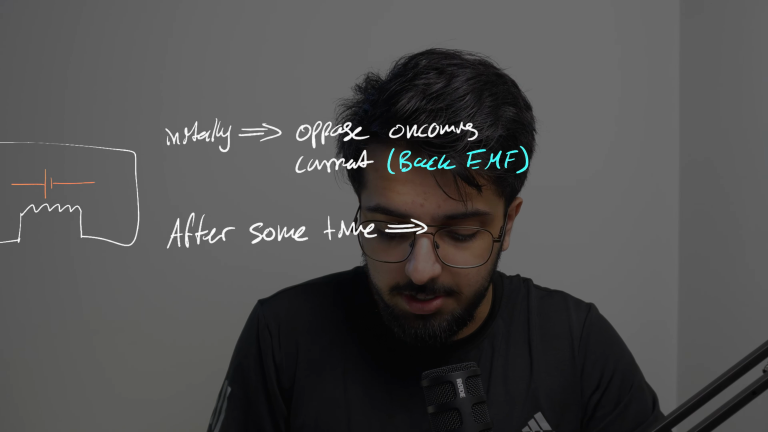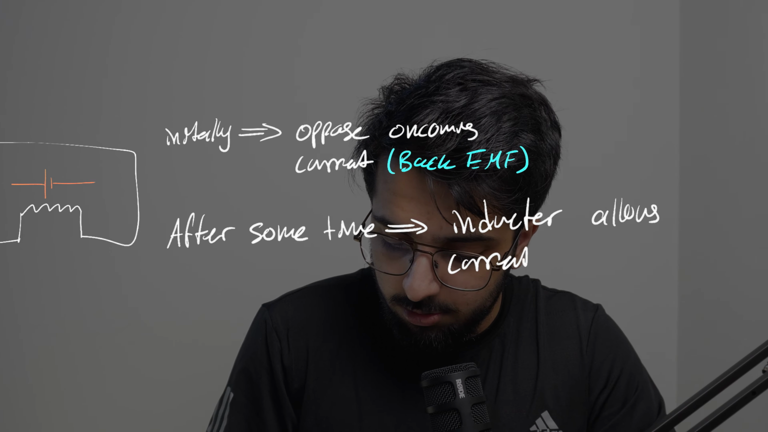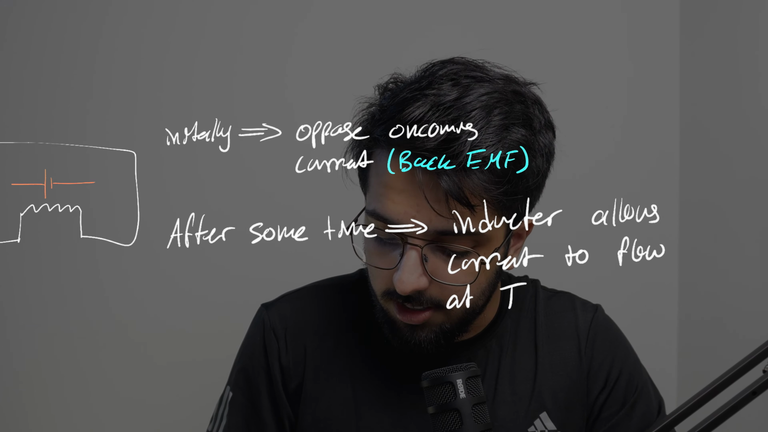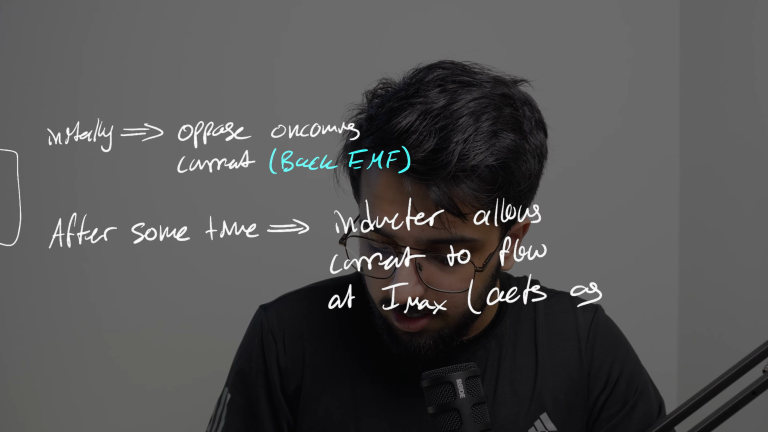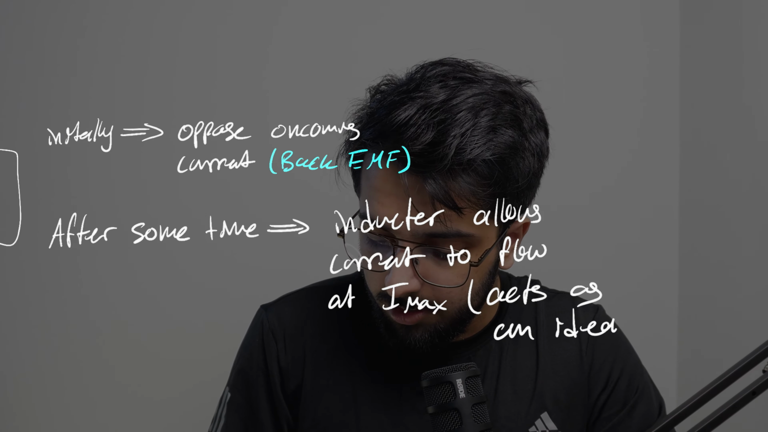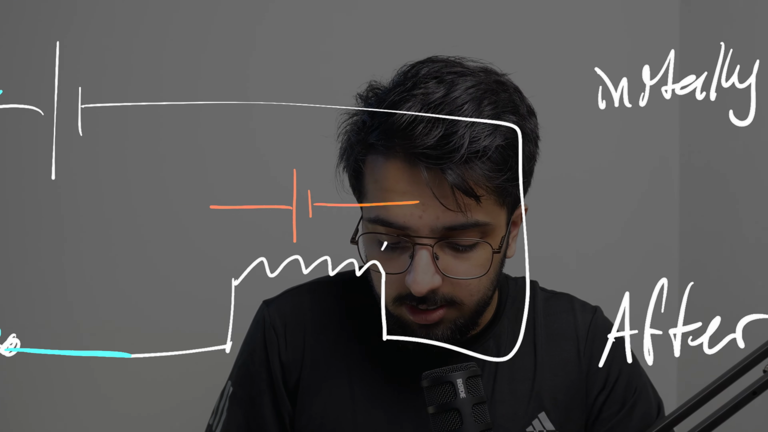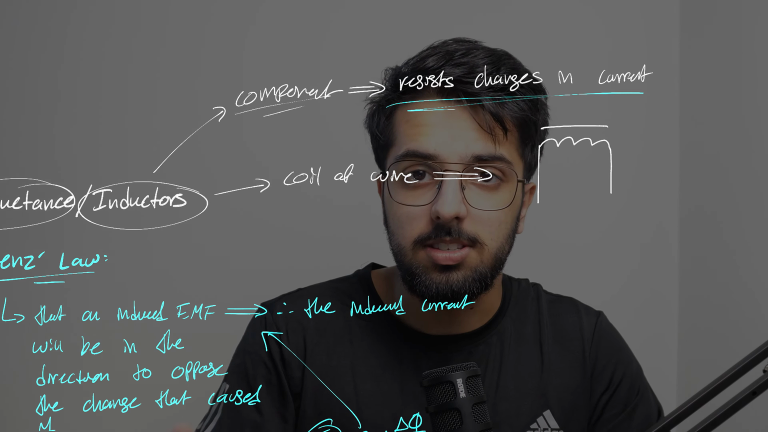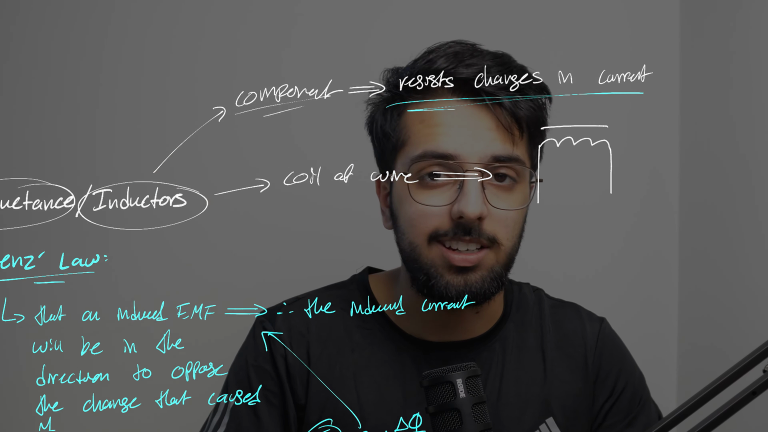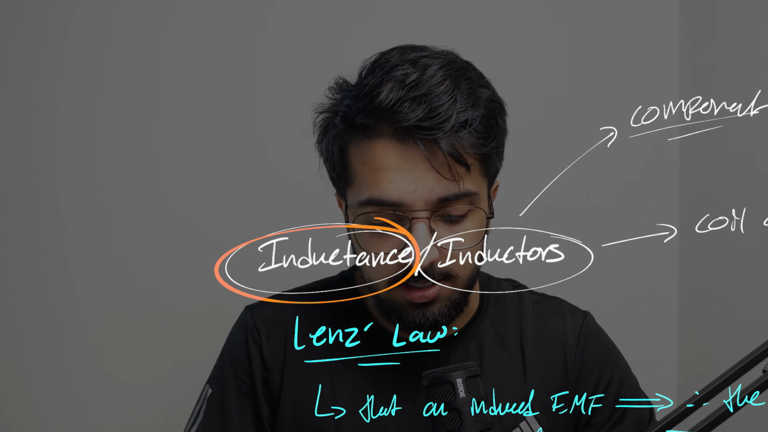And so eventually, after some time, the inductor allows current to flow at the max current, I max. And essentially, it just acts as an ideal wire. This obviously makes sense because we know that the inductor is just a coil of wire. So if there's no resistance, then the current just goes through the coil like an ideal wire. And so inductors have a property which we can call inductance.